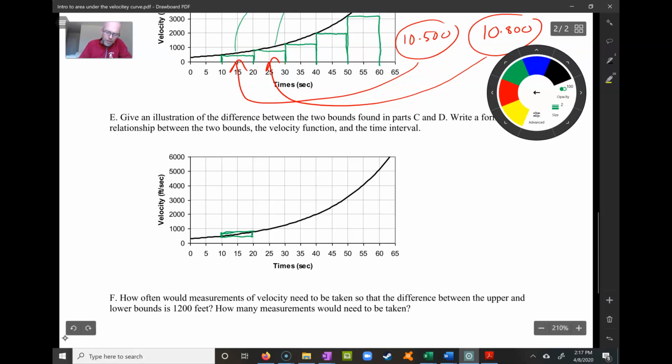And we could do the same thing for the next one. The lower bound is right there, upper bound is right there. So that represents the error. Lower bound, upper bound, there's the error, lower bound, upper bound, there's the error, and finally lower bound, upper bound. So those little rectangles would represent the difference between the upper and lower bounds, or the margin of error. You can see that each one of the rectangles is straddling the velocity curve.